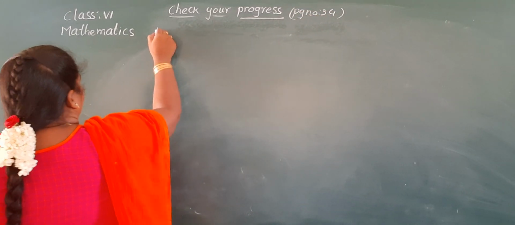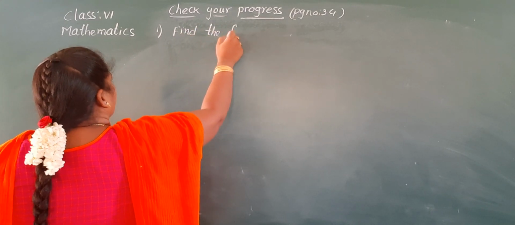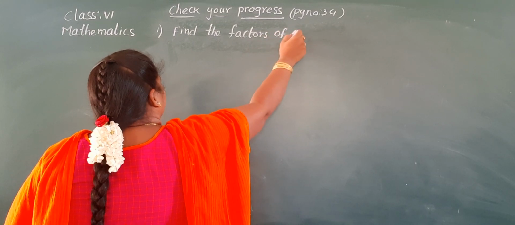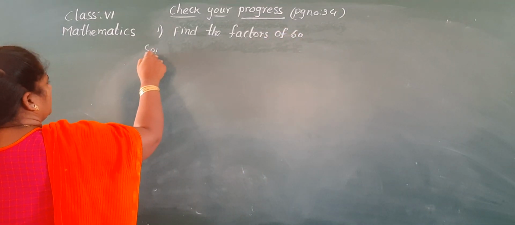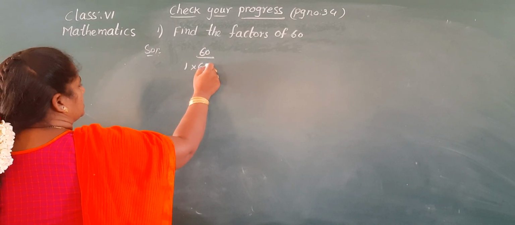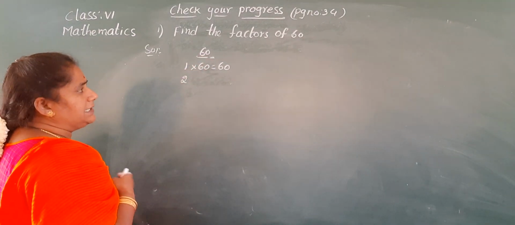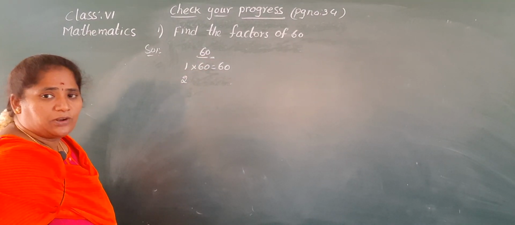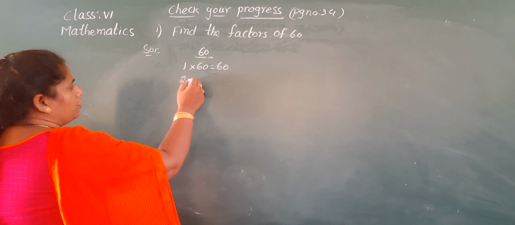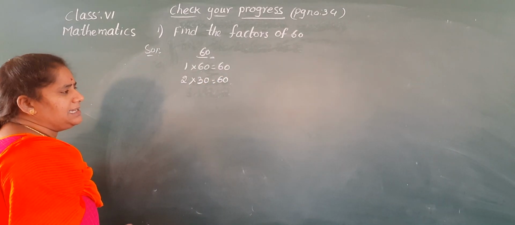So first question, find the factors of 60. How to write the factors of 60? Start from 1 table, 1 60 is 60. Next, 2 table, 0 comes. Already you learned the divisibility rules. If 0 is there in the units place, it is divisible by 2. So 2 3s are 6 and keep 0. That means 2 30s are 60.